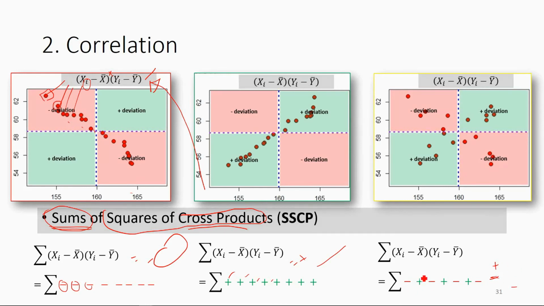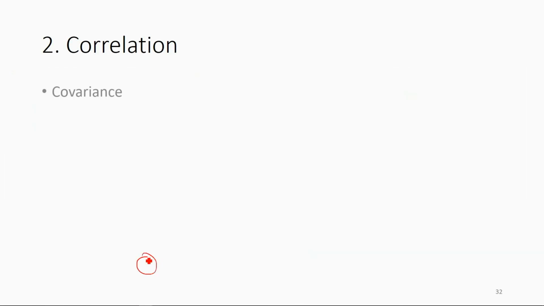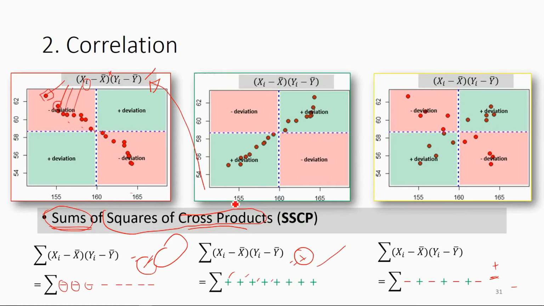Okay. Because it's a plus and minus sign here. So you can use the covariance, or sum of square of cross product, to give you some idea what type of the relationship it is, positive or negative. That's the first thing, and also the strength of the relationship, the value here.